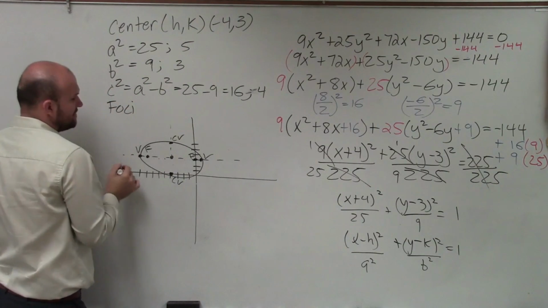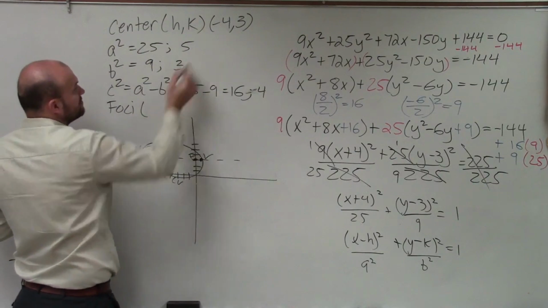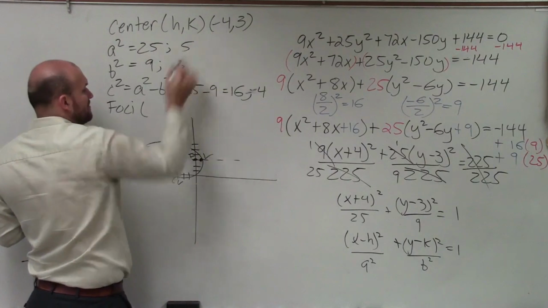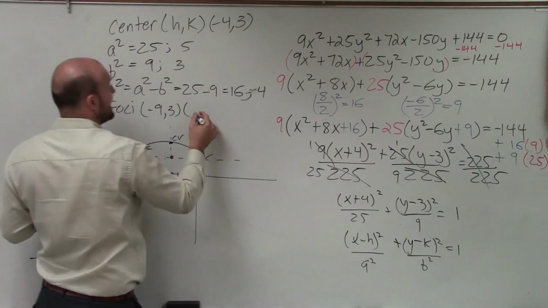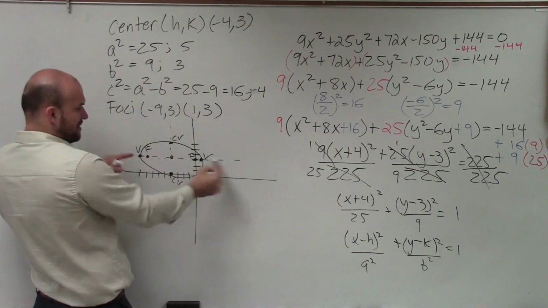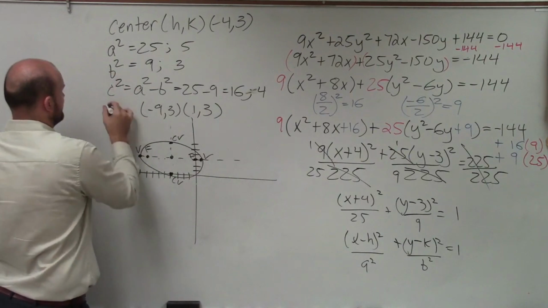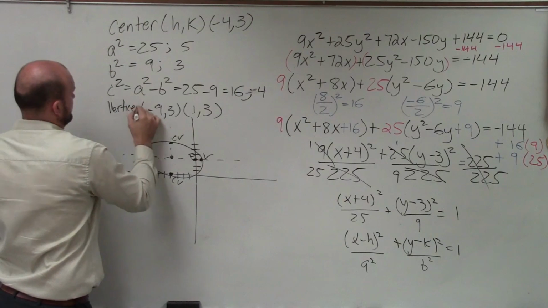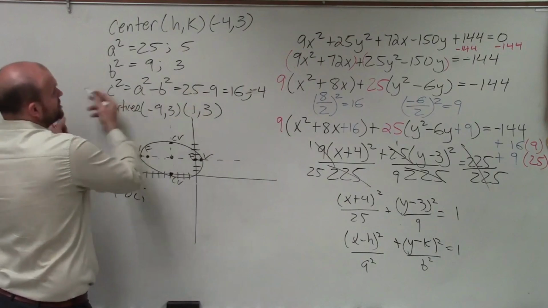The foci is just 5 units to the left and to the right of the center. So basically, all I'm doing is subtracting 5 from the x-coordinate. So that's going to be negative 9, 3, and 1, 3. Right? Notice the y-coordinate stays the same, right? They're on the same horizontal line. That's not the foci. That's the vertices. But the foci is the same thing as the vertices. It's just left and right.